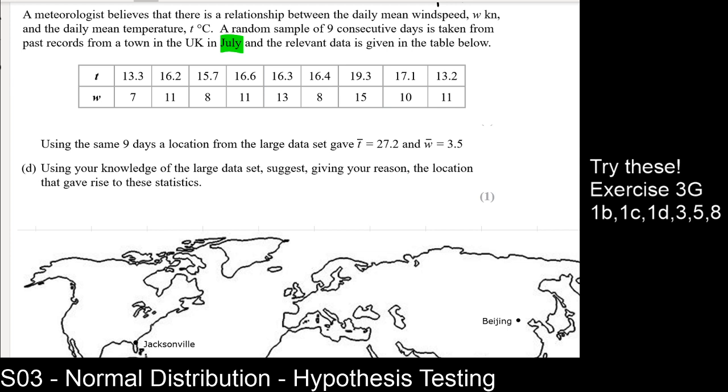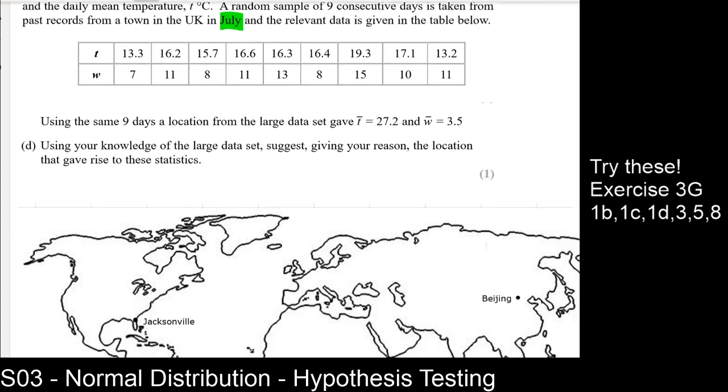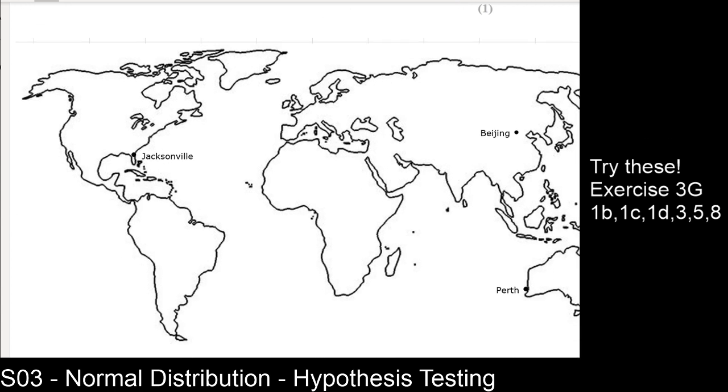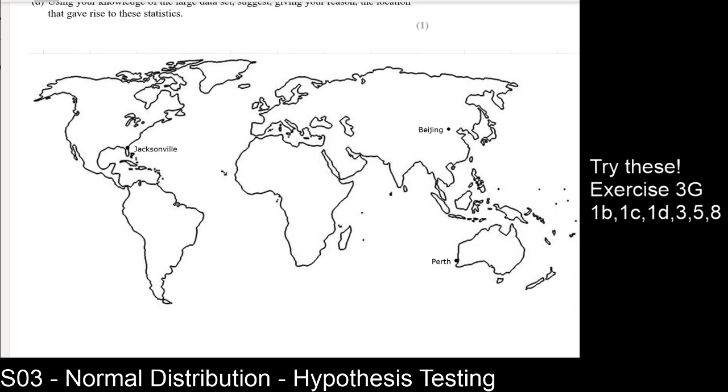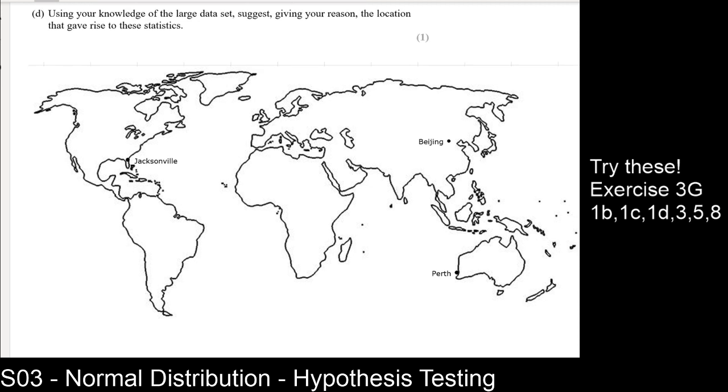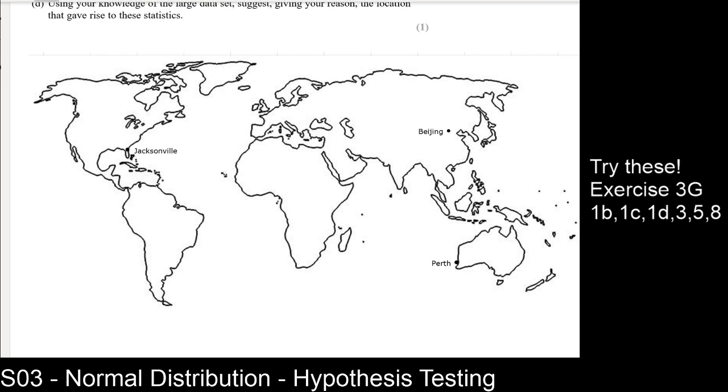Now, the fact that it's quite a high temperature will probably make us think that it's not in the UK. So then it takes us to some of our abroad places, the places that are non-UK. Also, what we can rule out is Perth. We can rule out Perth because Perth is in Australia, but in July it is winter for Australia. So whilst it'll be summer in Jacksonville and Beijing, it is going to be slightly colder in Perth at that time.